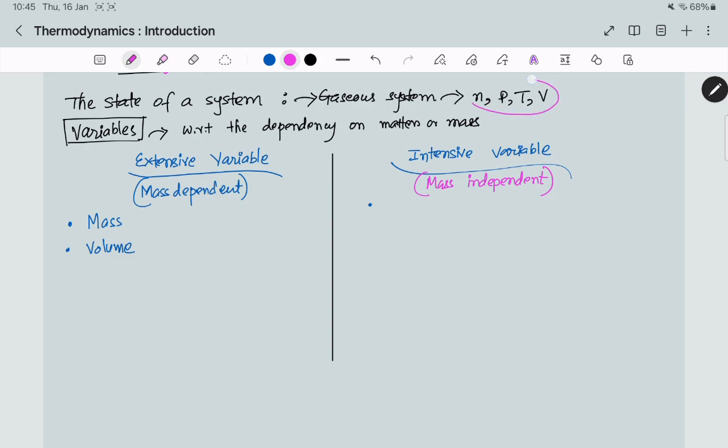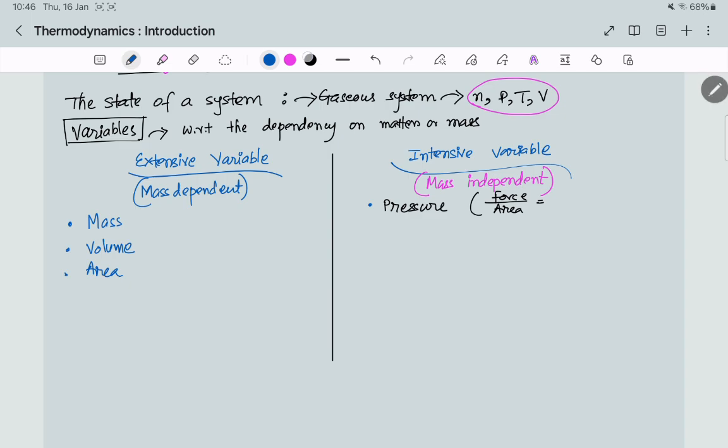So N, P, T, V, which one will be mass dependent, which one will be extensive, and which one will be intensive property? If we make a list, then pressure will be our intensive property. Why? Because pressure means force by area. Okay, area is mass dependent. So here I am listing area as extensive property. Clear? Because more the area, more the mass.